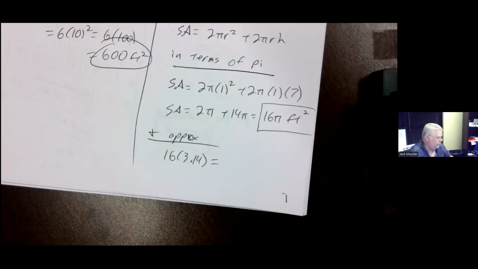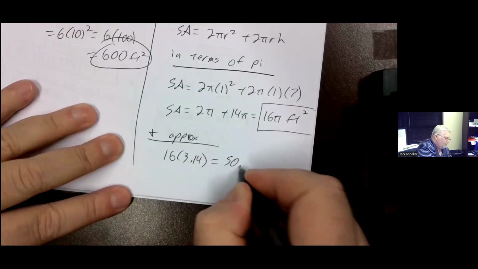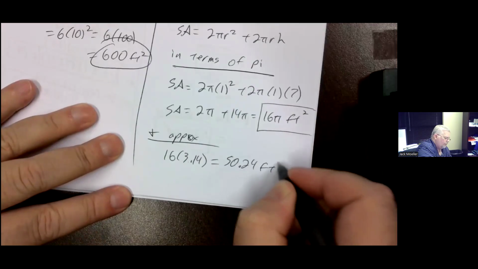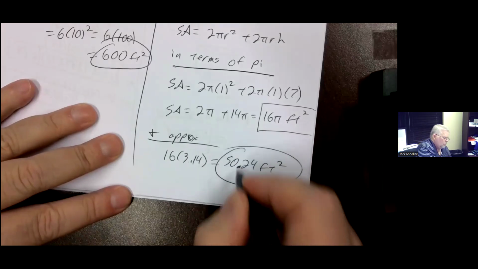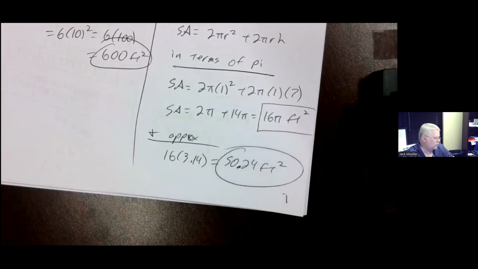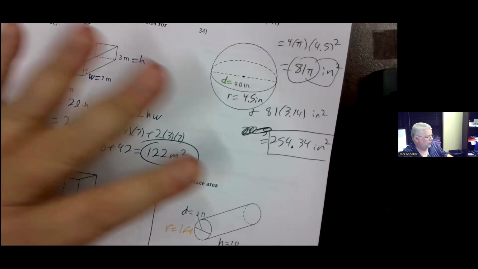Is 50.24 square feet. Or 50 square feet if they wanted it to the nearest whole number, or 50.2 if they wanted it to the nearest tenth. Okay, so like I said, surface area, we're going to give you a figure.